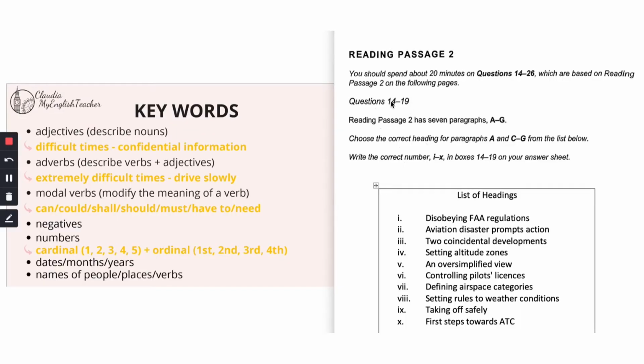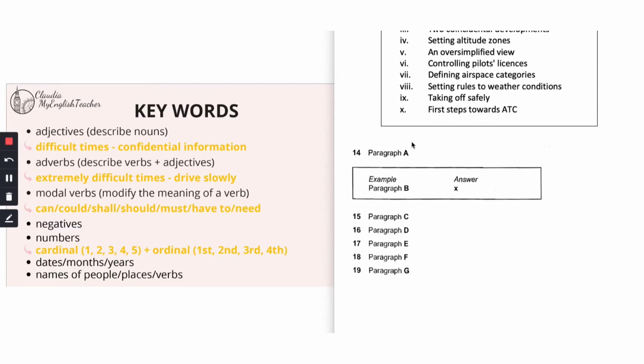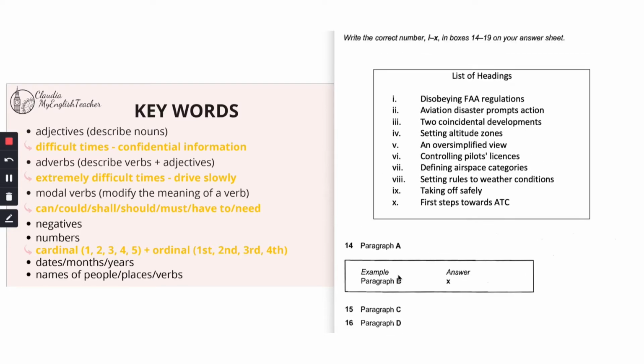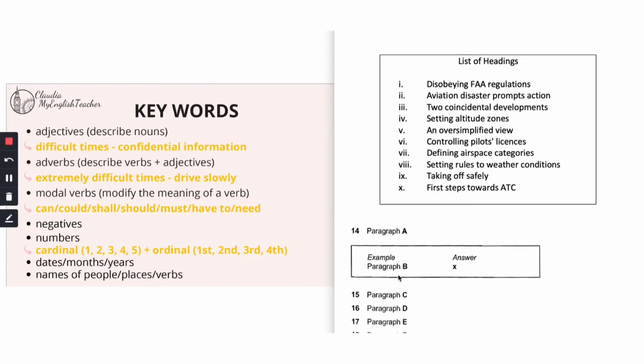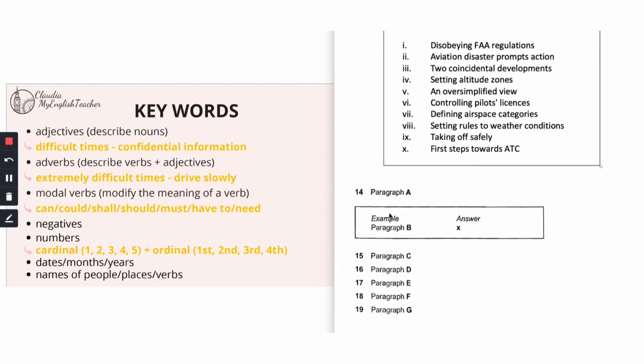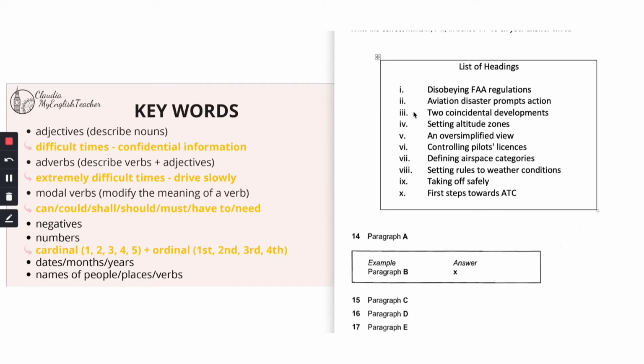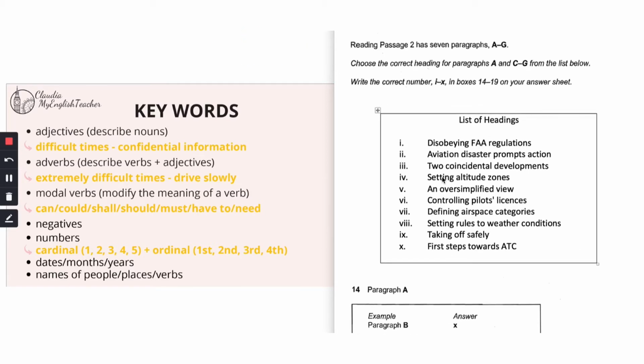Here you've got questions 14 to 19 that correspond to the different paragraphs from A to G. As we saw before, in a list of headings exercise, the text is always divided into paragraphs because obviously you need to match those headings to the different paragraphs. Now, as you can see here, you've got 7 paragraphs, but you've got 10 options, which means that 2 of those options are not needed. Now, you need to choose the correct headings for paragraphs A and C and G from the list below.